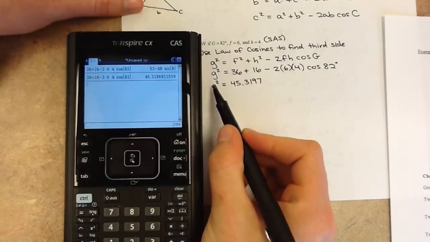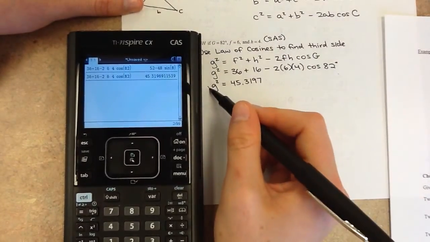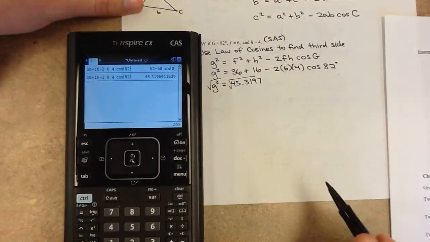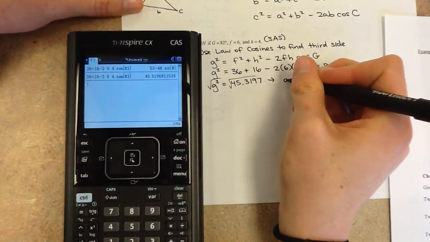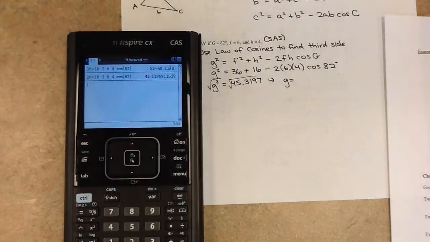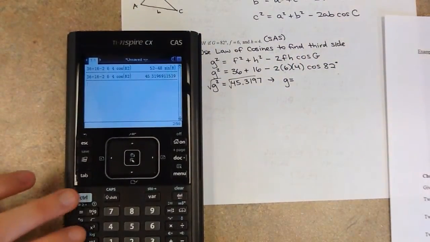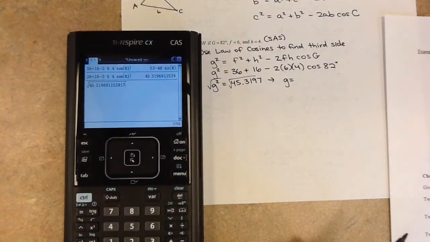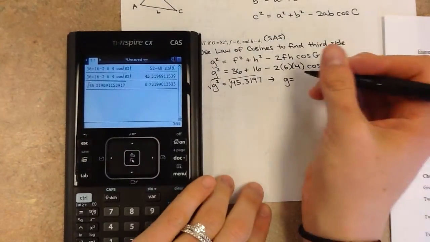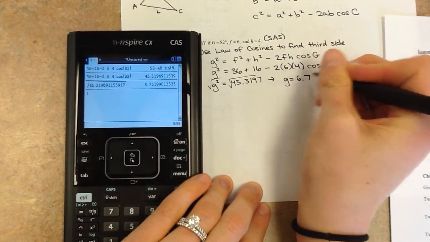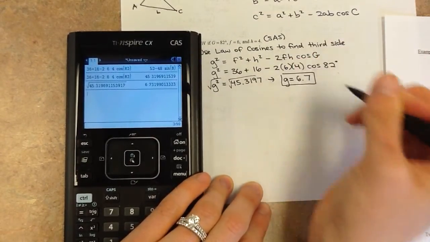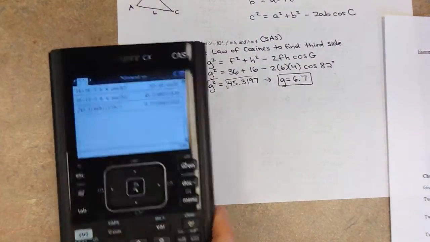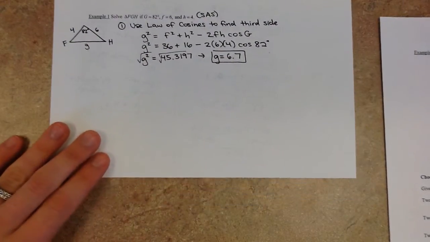So the next thing we need to do is square root both sides. So to get the g by itself, we're going to square root both sides. So I get g equals, to get an exact answer, here's what I would do. Type in your square root, and then just copy and paste this. That way you get a super precise answer. Okay, so hit enter, and we get about 6.7. Okay, so that is our missing side length. That's the first step, we use the law of cosines to get that missing side length.